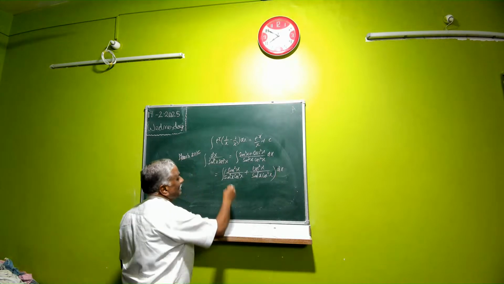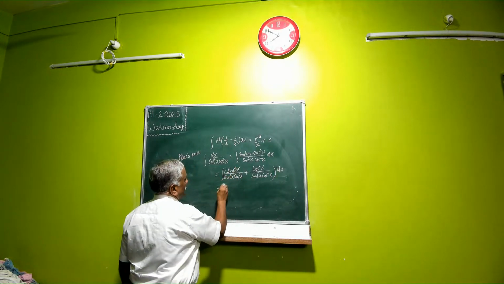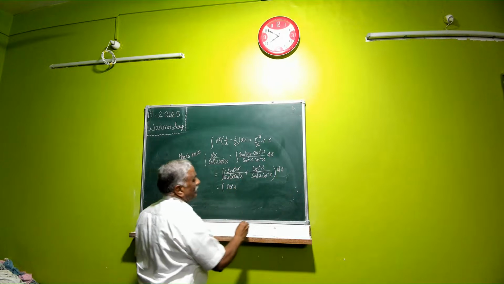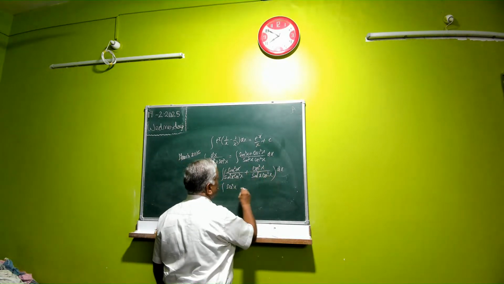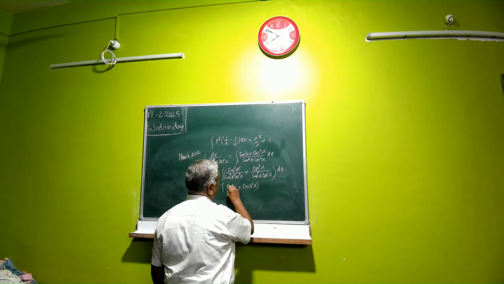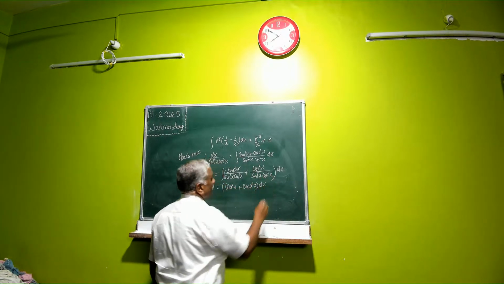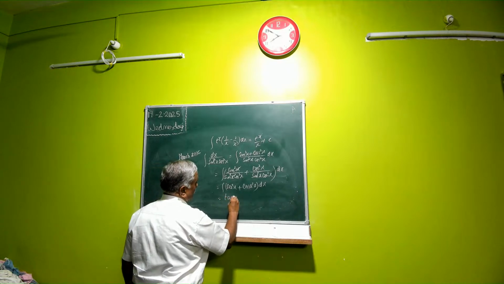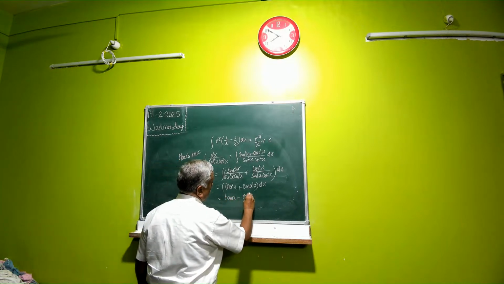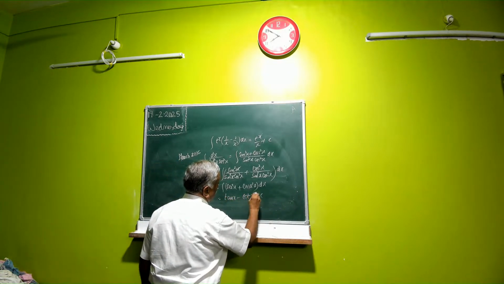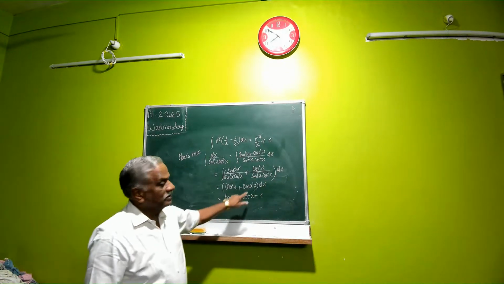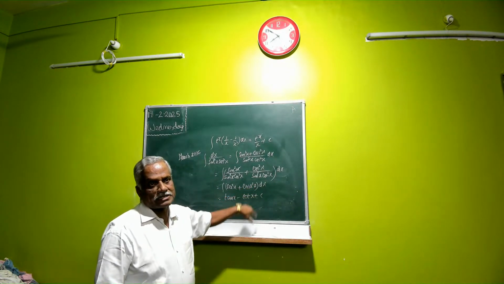Now you can cancel sin square x. You are left with 1 over cos square x, that is secant square x. Here you can cancel cos square x. You are left with cosecant square x because 1 over sin square x is cosecant square. These two are integrable. Secant square x is tan x. Cosecant square x is minus cot x, because cot x on differentiation gives minus cosecant square x. Therefore, integration of cosecant square x is minus cot x.